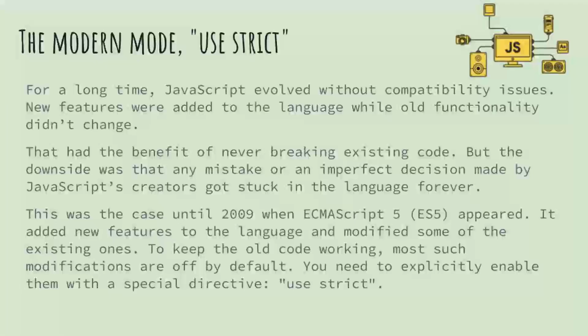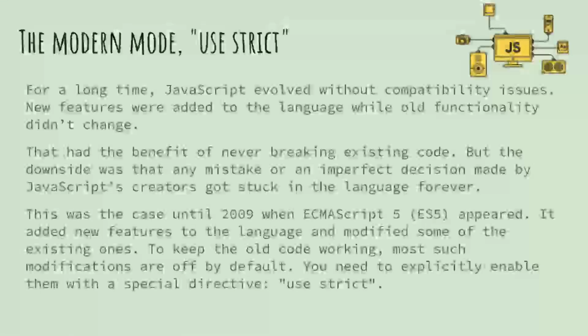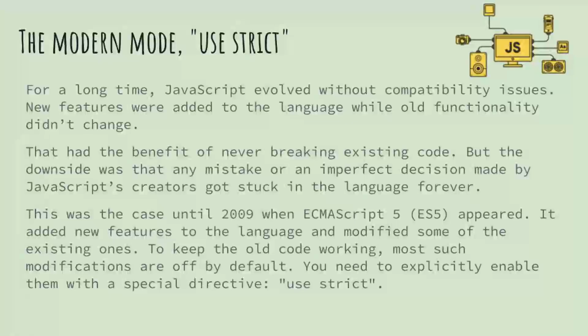Now we will talk about the use strict directive. For a long time, JavaScript evolution was going on very smoothly without any compatibility issue. That means new features were added into the language while the old functionality did not get changed. That has the benefit of never breaking the code. But the negative side was that if by mistake or by a wrong decision of JavaScript creators, they can get stuck in the language forever.